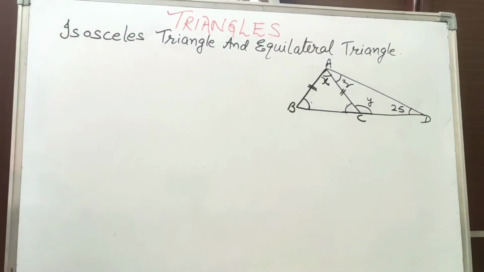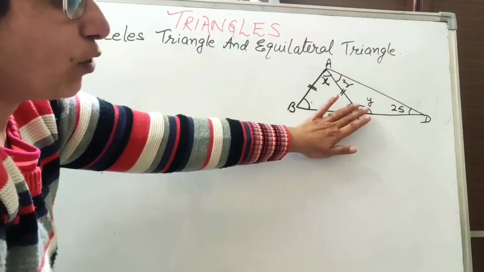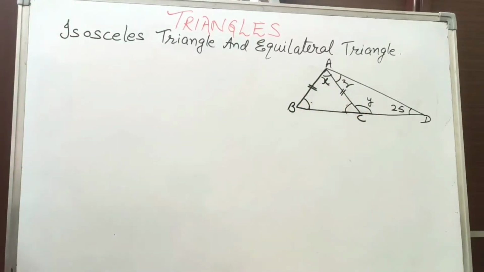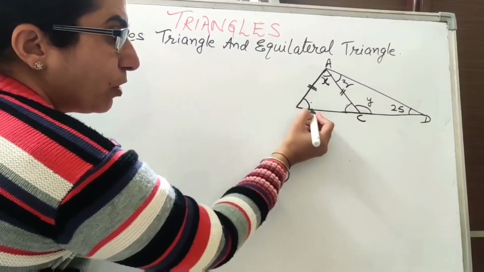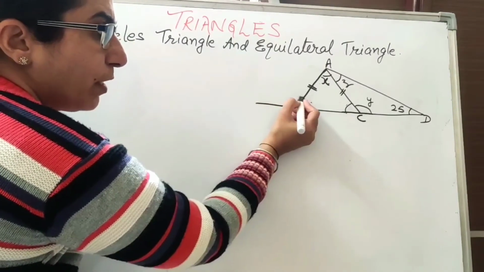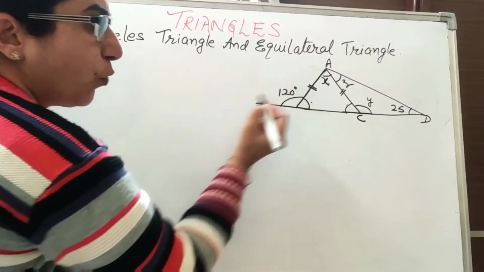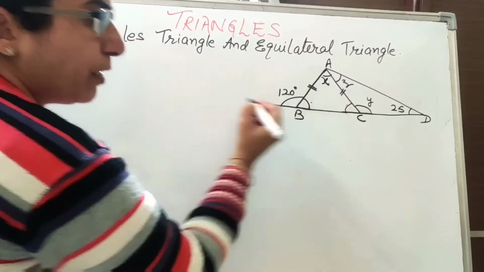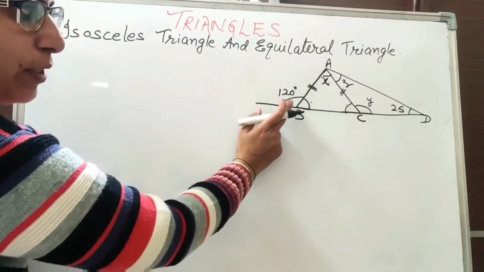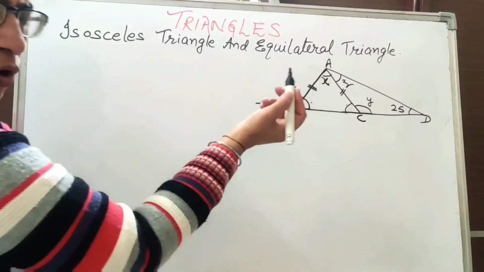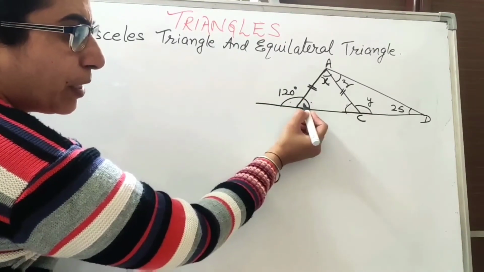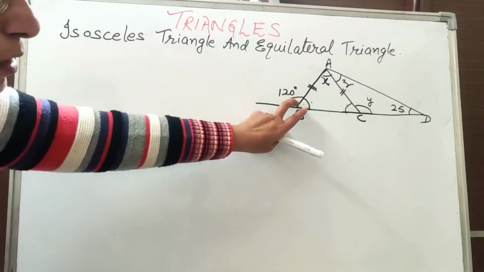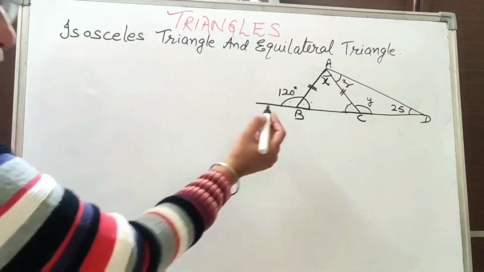Now in this question XYZ, we are required to find the measure of XYZ. So one exterior angle is also given, and this angle is 120 degrees. First of all, we will start this question from here: this angle plus this angle, these two angles form a linear pair.